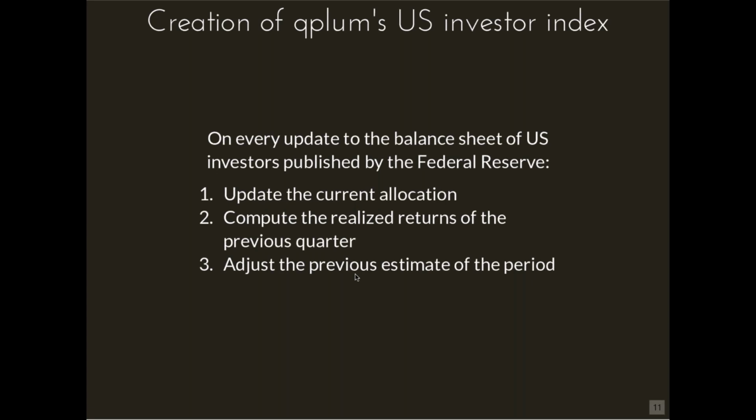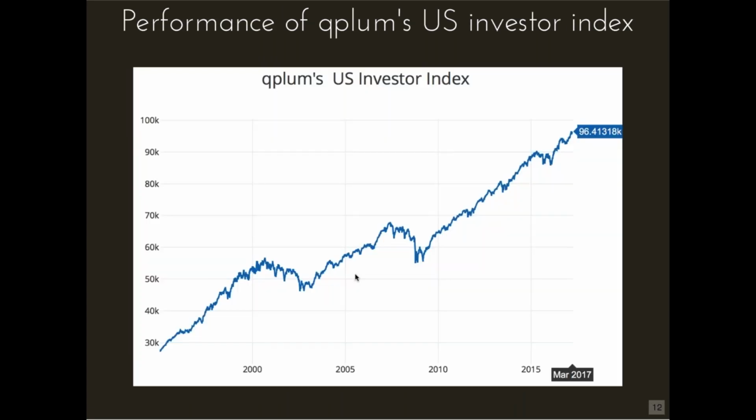Now, during the quarter, we have been projecting what the returns would be based on what we thought was the current allocation at the end of the last quarter. We will need to adjust those estimates based on the returns that we computed in step 2. That's it. We just do these 3 things every time we get new information from the Federal Reserve. Okay.